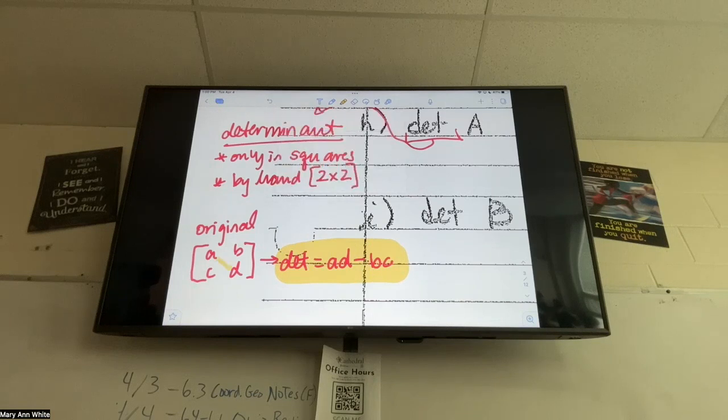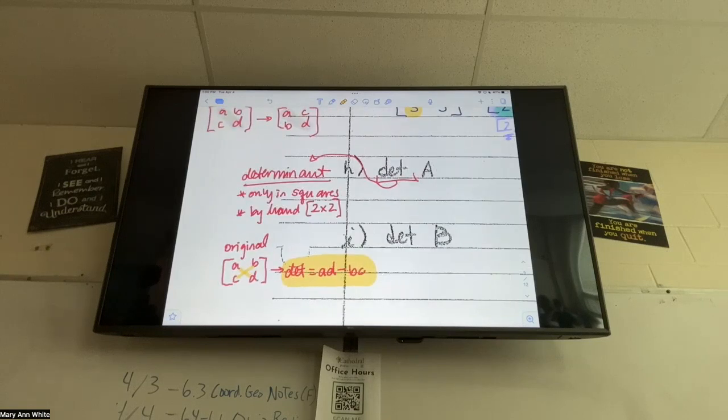So I multiply the two along the diagonal and then subtract the product of the other two from each other. A times D minus B times C. And that should give you one number that pops out, okay? We're going to use that one number in a minute, so we've got to practice just finding that one number first. Okay, shall we do it?